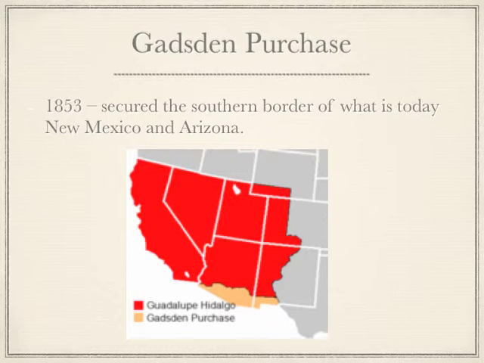And in 1853, James Gadsden was sent to the Mexican government to negotiate for the area south of, as you can see here, the southern tips of New Mexico and Arizona in what became known as the Gadsden Purchase.